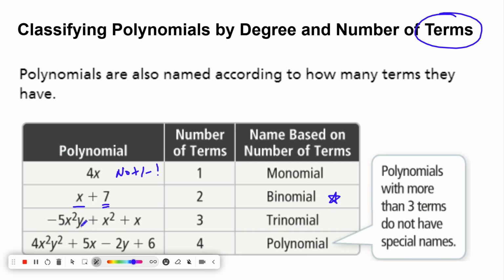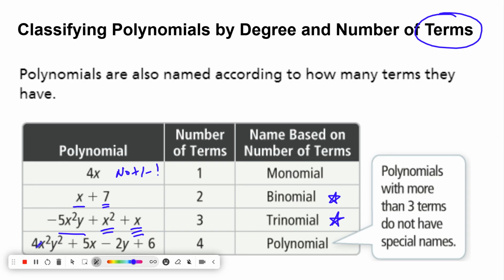Down here, I'll leave these alone. Again, I don't like the mixing of variables, but it's okay. So we have 1, 2 plus signs. Now we have a minus sign out here, but that's a negative sign for that term. So we have 1 term, 2 term, 3 term. So this is a 3-term polynomial, so that's a trinomial. Again, you'll hear that one a lot.